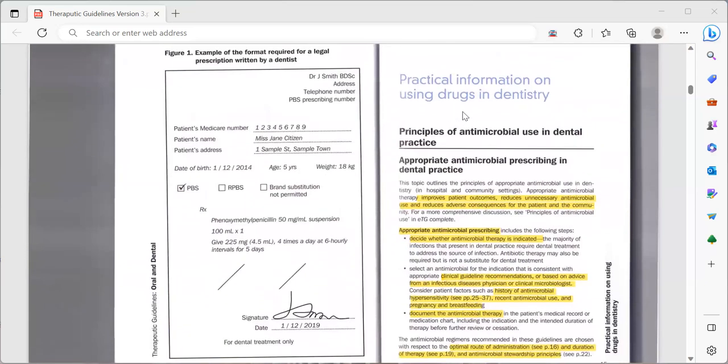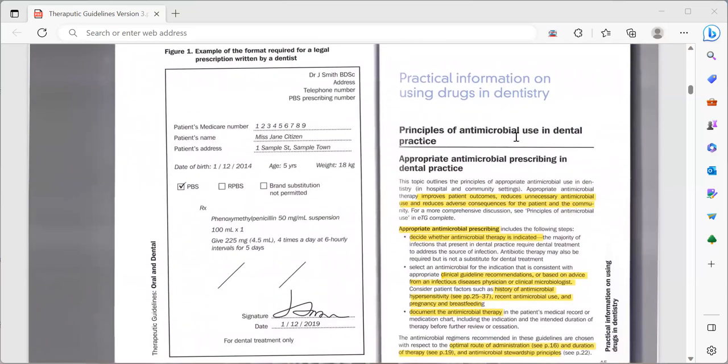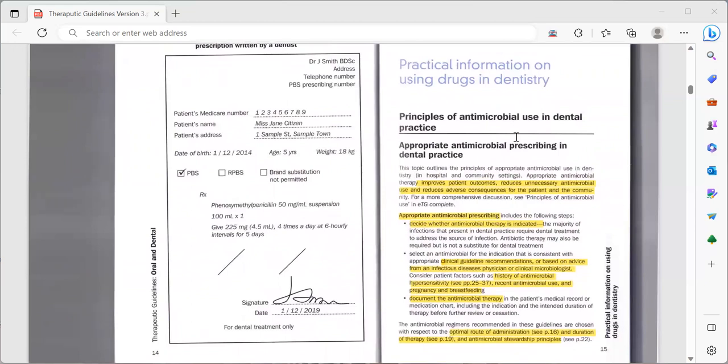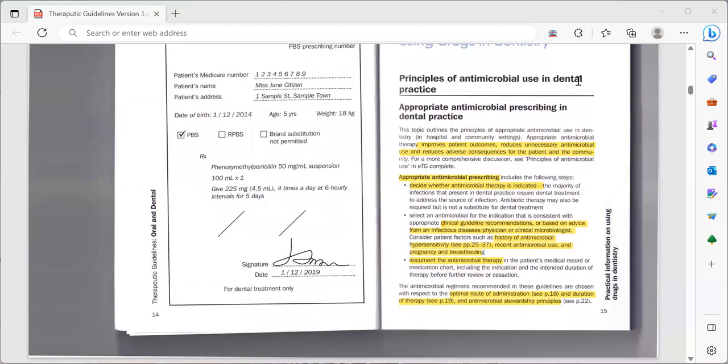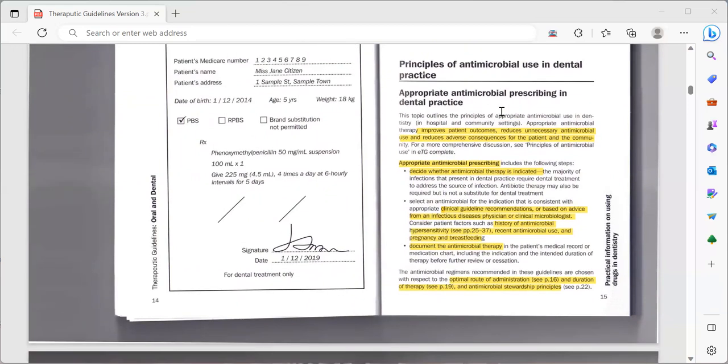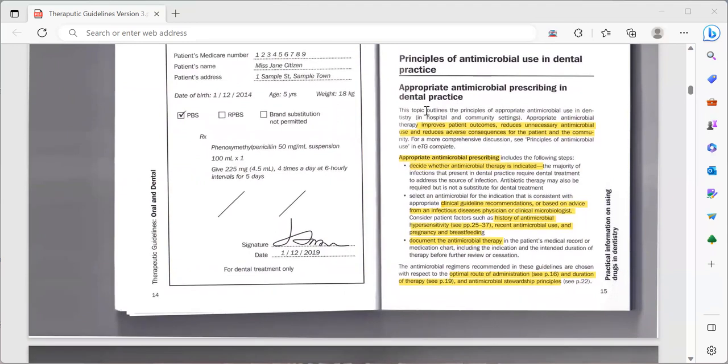All right, so our next chapter is about the antimicrobials. You all know that antimicrobials are a very, very important topic for this exam, and they do not want you to prescribe antibiotics without knowing. You should be very particular about when you need to prescribe and when you do not. So, practical information on using drugs in dentistry: principles of antimicrobial use in dental practice, appropriate antimicrobial prescribing in dental practice. This topic outlines the principles of appropriate antimicrobial use in dentistry.